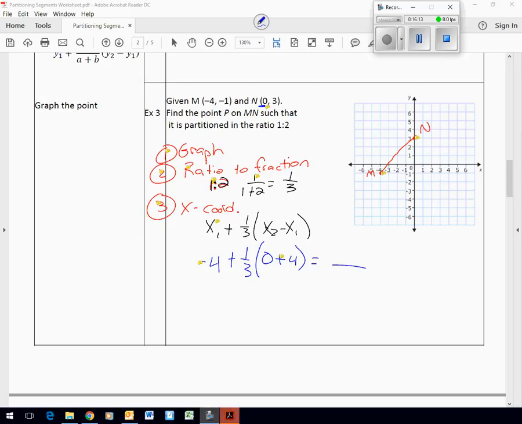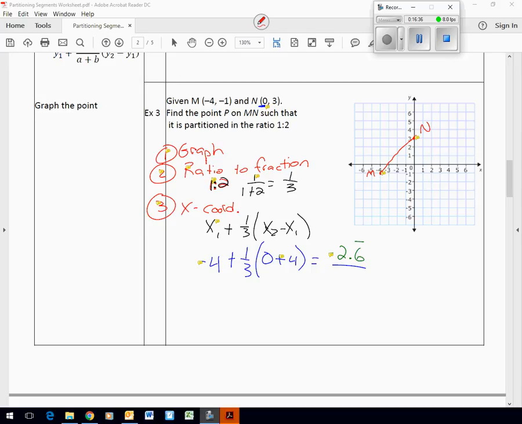When y'all did that, guys, what'd you get? -2.6, correct? Should be -2.6 repeating. Should be a weird fraction. I think it was -8/3, okay? All right? -2.6. Put it as a decimal, and I'll explain why in just a little bit, okay?